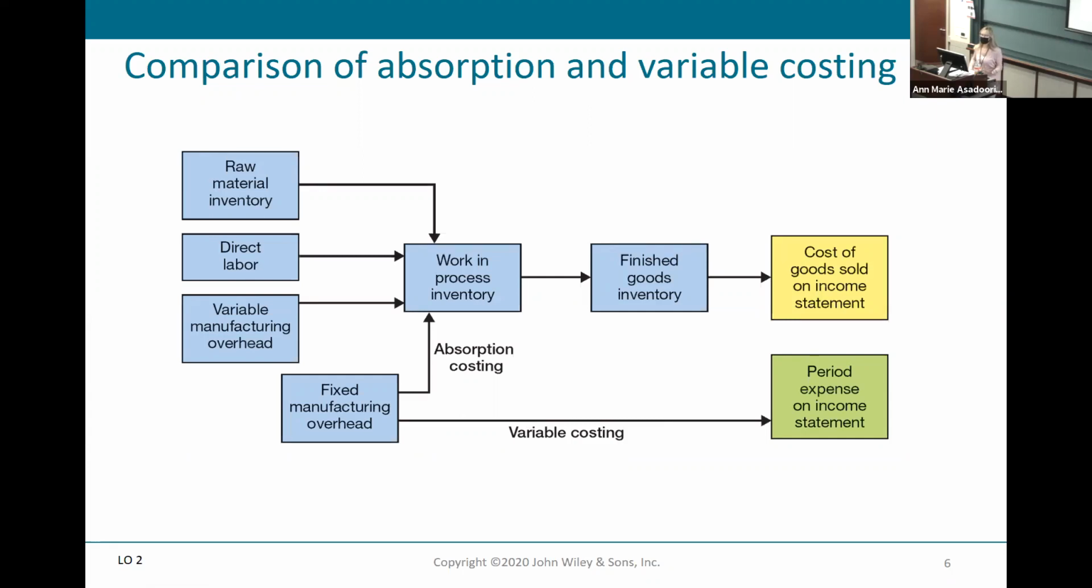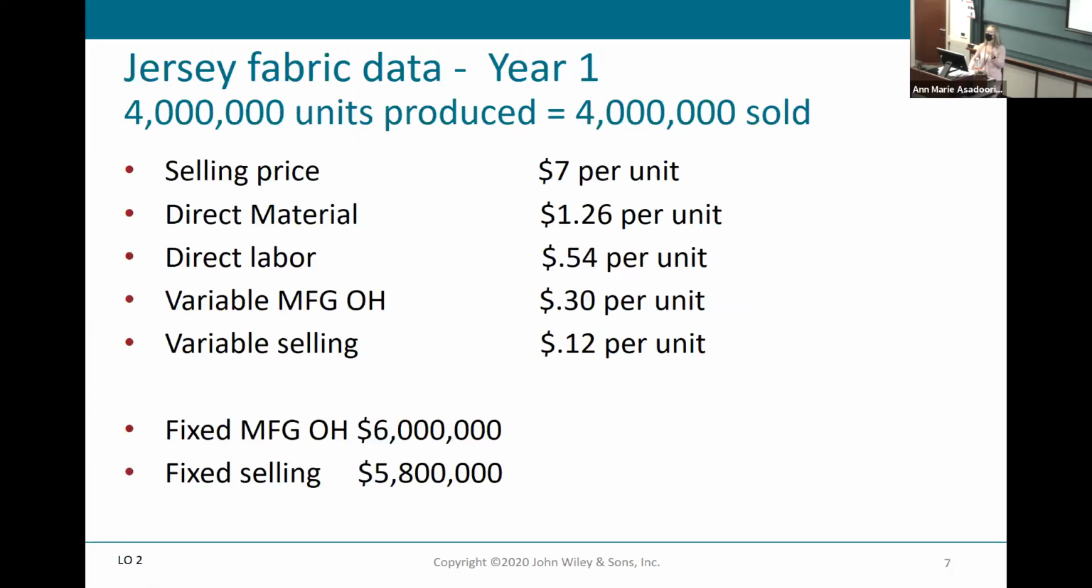All right, so I'm going to run through this data 3 times. And you might want to take a picture of it if you don't have your slides up, because we're going to be using this data here. So this is Jersey Fabrics. They sell the jerseys to CNC Sports that make the jerseys.